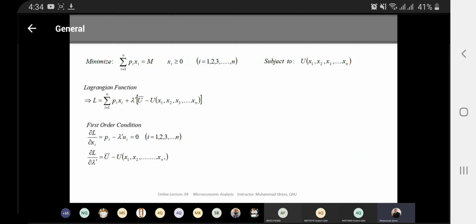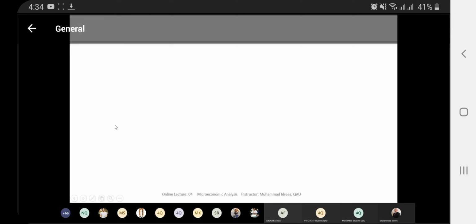Now you all know that if we simultaneously solve these first order conditions, we will get the demand functions. The solution of first order conditions will yield the demand functions.